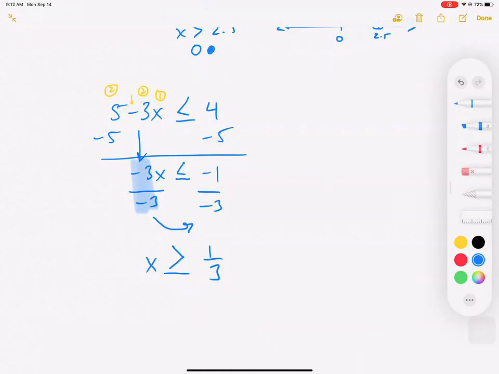Okay, so let's double check this answer. That makes sense. This works. 5 minus 3x less than or equal to 4. And we're going to plug back in 1/3. Let's take a look at what happens to this 3 on top and 3 on bottom. They divide out.